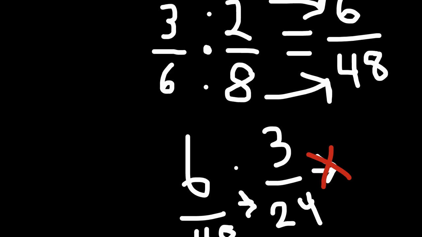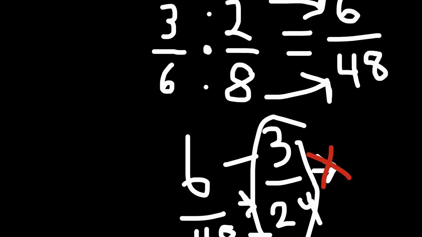So I took 6 and 48. 6 can be divided by 2. 48 can be divided by 2. So we divided that. But 3 is a prime number, so we can't go any further. Our answer is 3/24. So that's a skim over on how we multiply fractions.